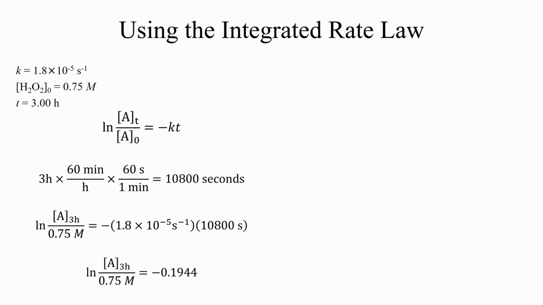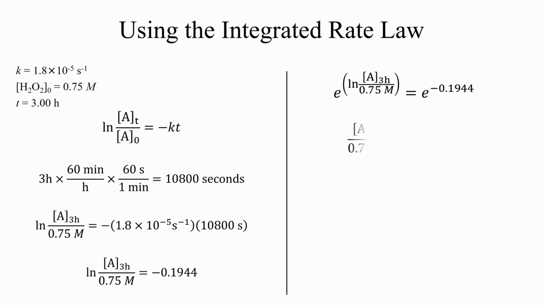Now we have to get rid of that natural log. To get rid of the natural logarithm, we just take e, Euler's number, actually pronounced Euler, and raise it to the natural log of our ratio. But we have to do that on both sides. Once we've done that, e raised to the natural log of x is just x. So we've essentially gotten rid of the natural log on one side. And of course, we have to take e raised to the negative 0.1944 to get our value on the other. Now it's just a matter of solving for concentration of A after 3 hours, or in this case, concentration of hydrogen peroxide after 3 hours.